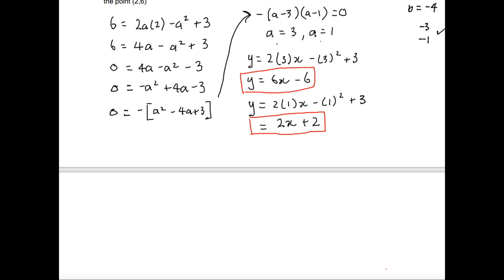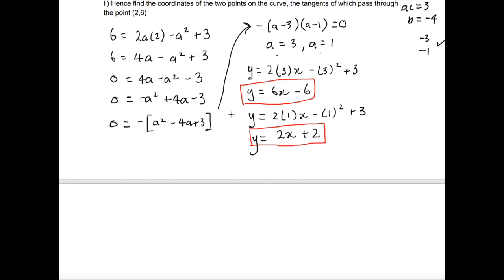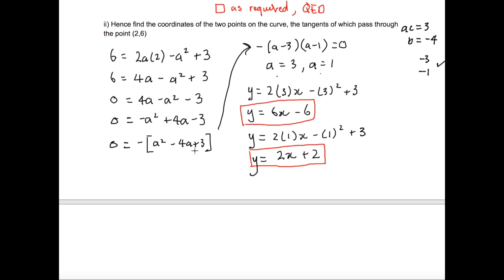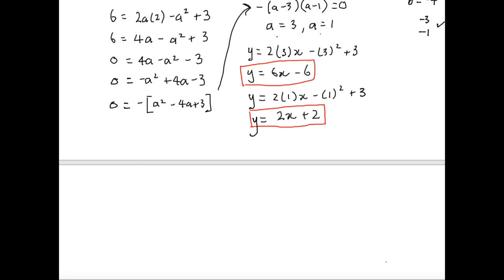Now the question is, at what points, aka in the question it says find the coordinates of the 2 points on the curve such that the tangents pass through the point 2, 6. So we know that these are the equations of the tangents, but what are the points that they actually go through on the curve? The points that they touch on the original curve, I should say. So let's see if we can do that.